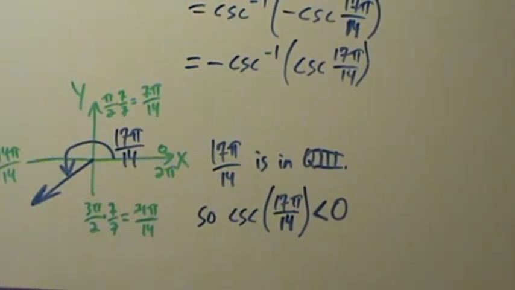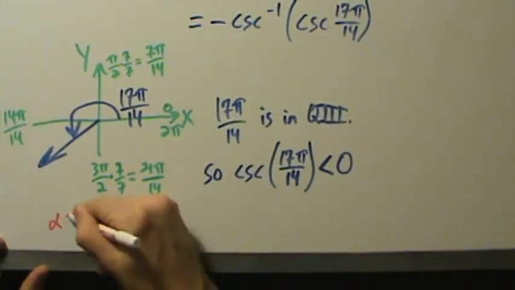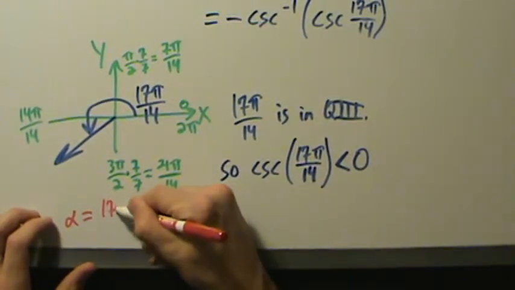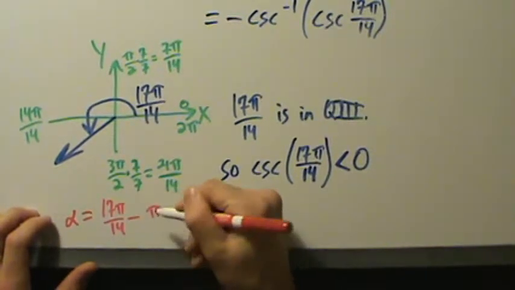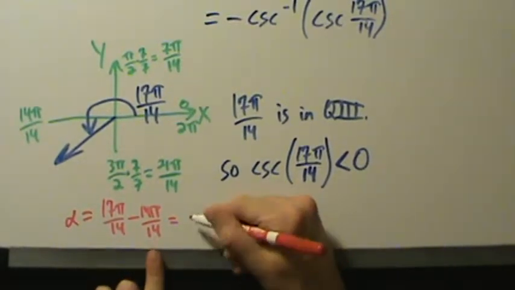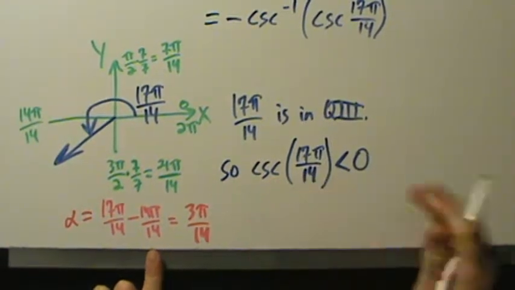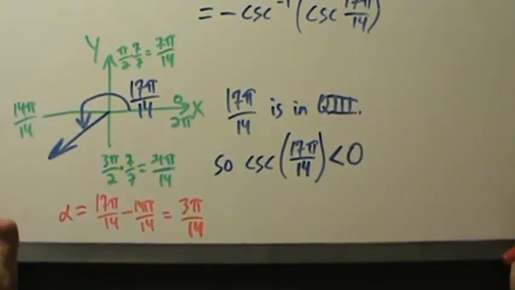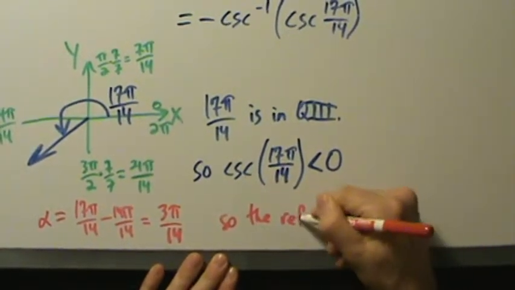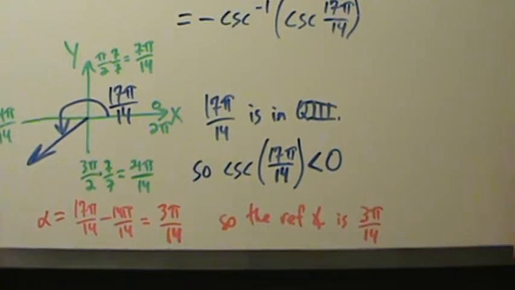Okay, so now let's find the reference angle. So since we're in quadrant 3, the reference angle, we're going to call it alpha, equals, so in quadrant 3, the reference angle is the angle itself minus pi. Common denominator is going to be 14 pi over 14. So 17 pi over 14 minus 14 pi over 14 is 3 pi over 14. Okay. So the reference angle is 3 pi over 14. Okay. So that's what the reference angle is.